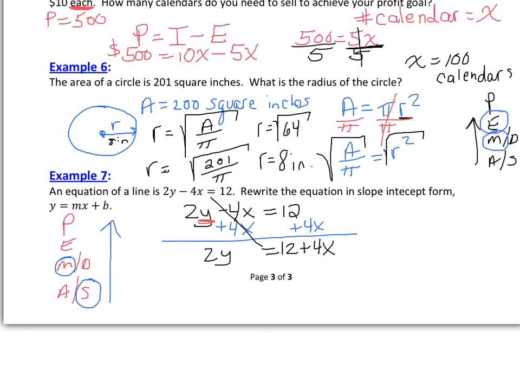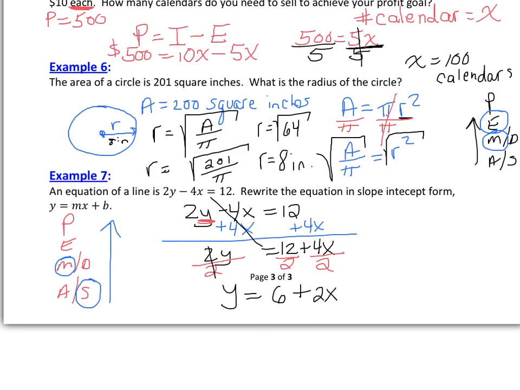Now, how do we undo multiplication? We undo multiplication with division, and when I divide over here, I've got to divide the whole thing by 2. So these 2's cancel. 12 divided by 2 is 6, and 4x divided by 2 is 2x.